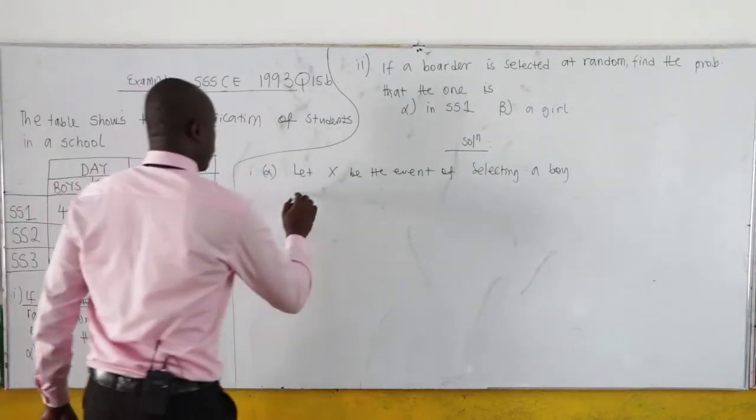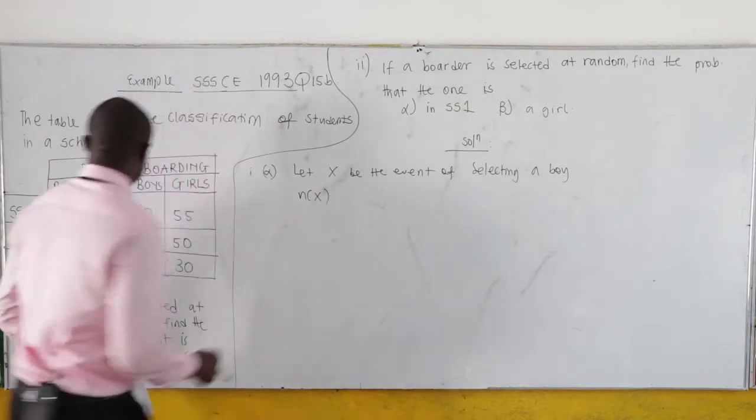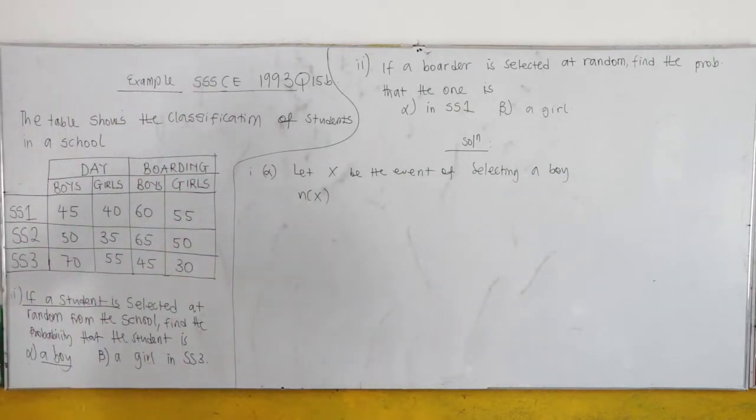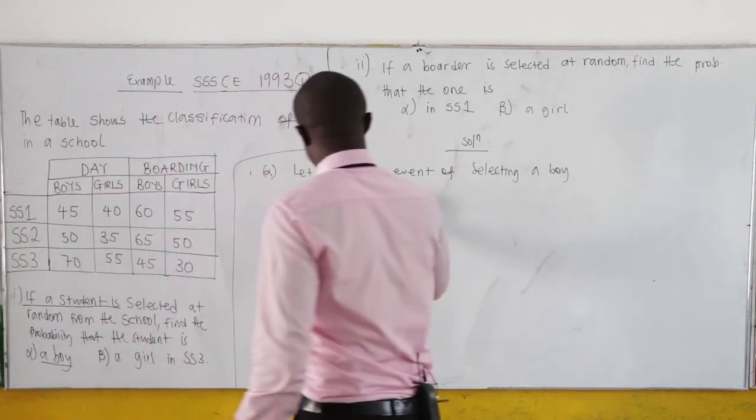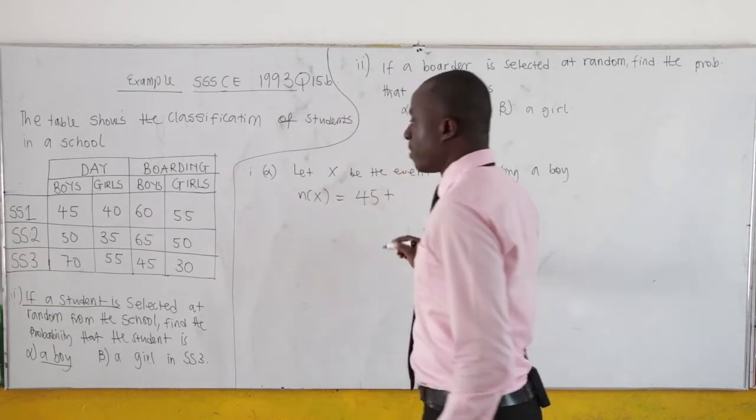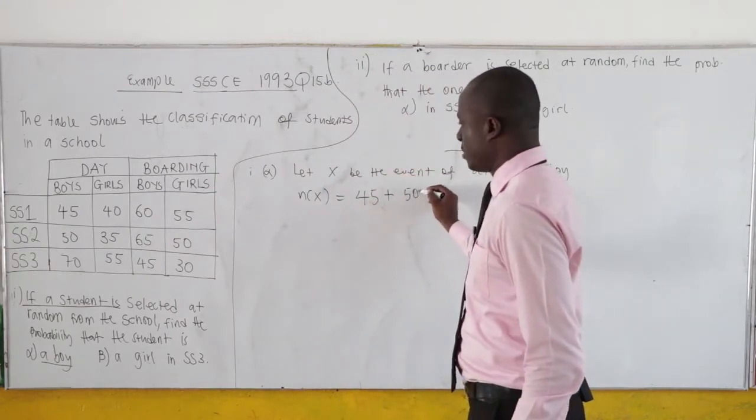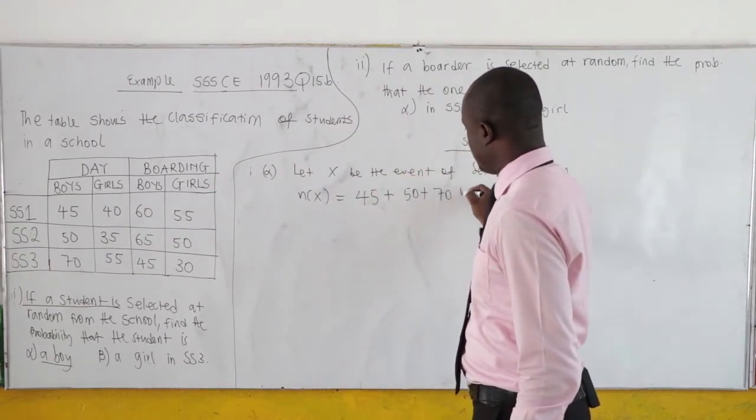Now, what is the number of boys? Boys in the school are made up of what? That is both the day students and the boarders. Now, for the day student boys, we have 45, 50, and then 70. So we have 45 plus 50 plus 70.